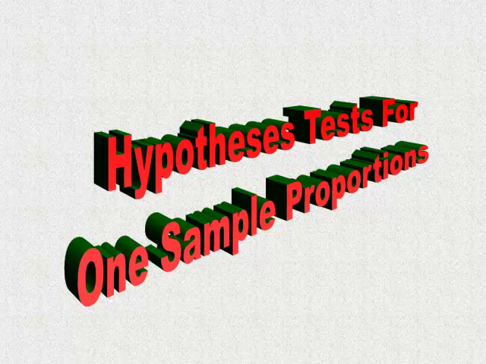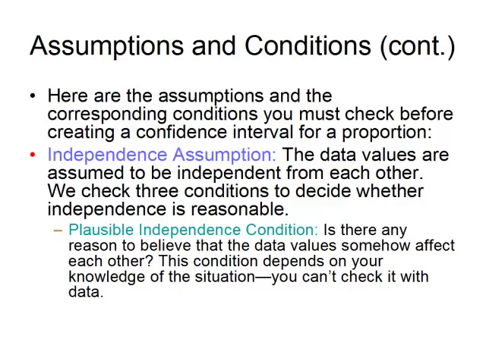Today we're going to talk about hypothesis tests for one-sample proportions. Here are the assumptions and corresponding conditions you must check before creating a confidence interval for a proportion. The independence assumption: the data values are assumed to be independent from each other.